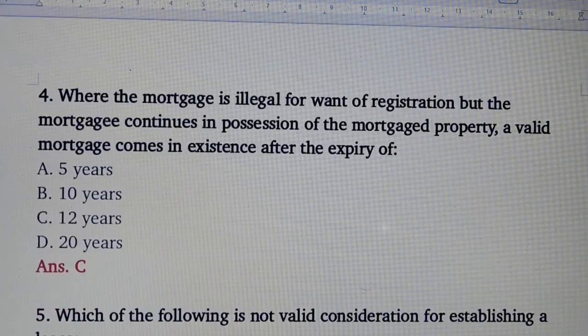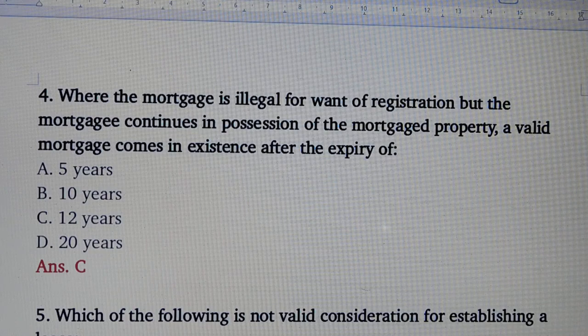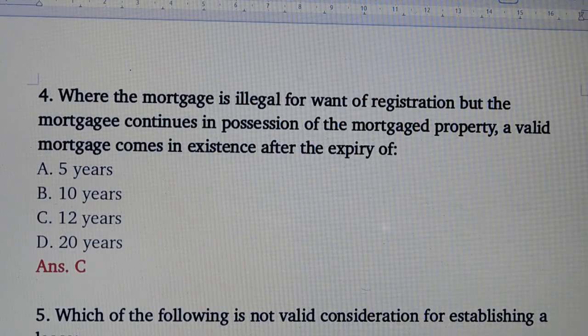Question number 4. Where the mortgage is illegal for want of registration but the mortgagee continues in possession of the mortgage property, a valid mortgage comes in existence after the expiry of. Answer is option number C, 12 years.